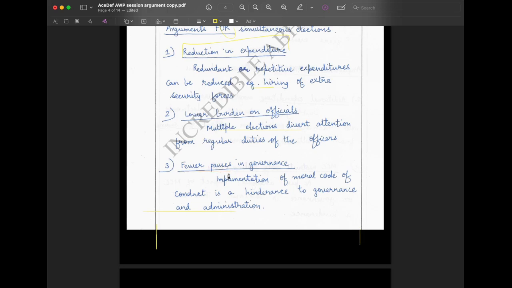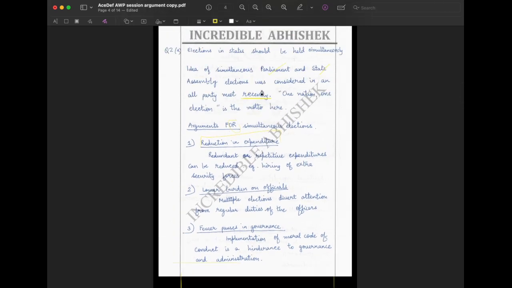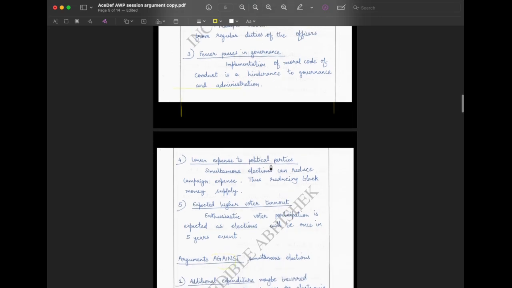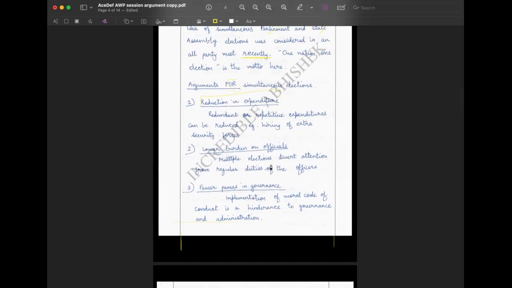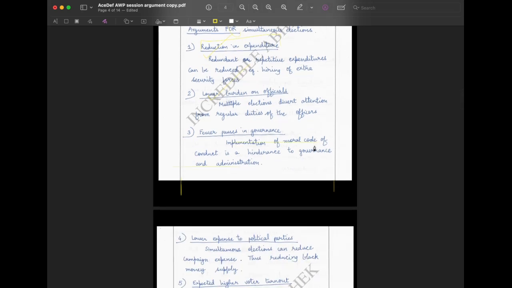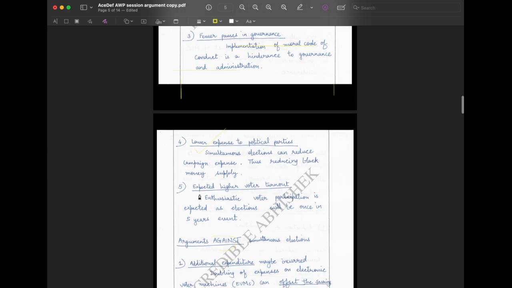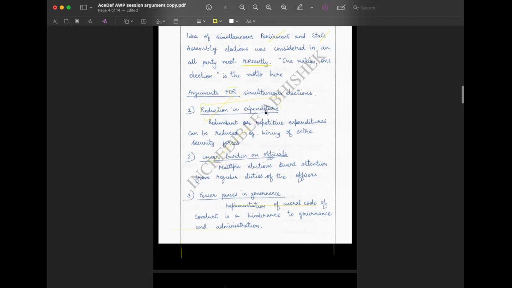So even if the examiner does not have time to read your entire thing, because he has checked hundreds of copies before you on the same topic, that elections should be held simultaneously, he knows what the for points are, he knows what the against points are, he knows what the data will be. Even after checking 10 copies, he will know all the possible content on that topic. So even if he reads this underlined, reduction in expenditure, lower burden, fewer pauses, he knows that you have written the correct topic. You know the point and you must have just elaborated it. So even if he sees just the subheadings, he should be able to award you full marks with that.